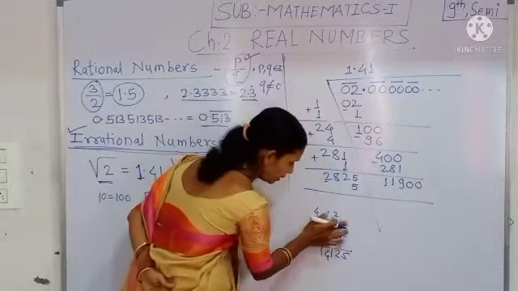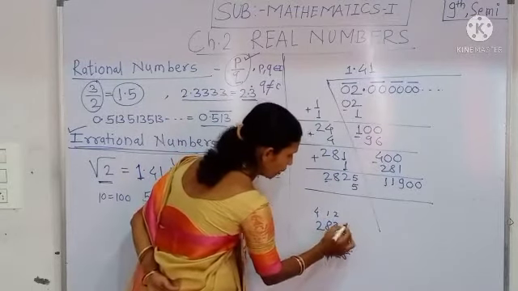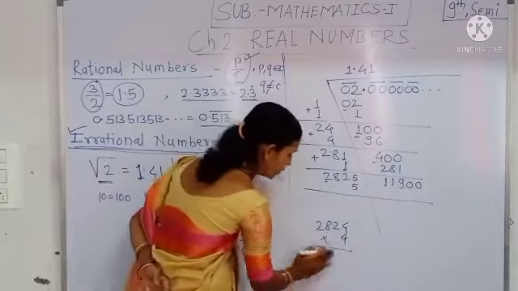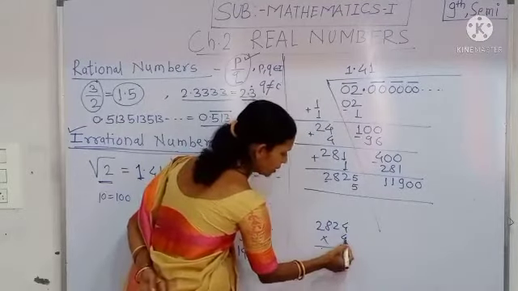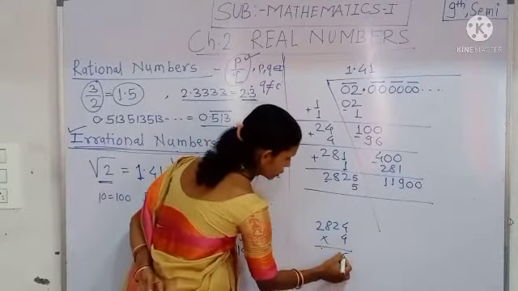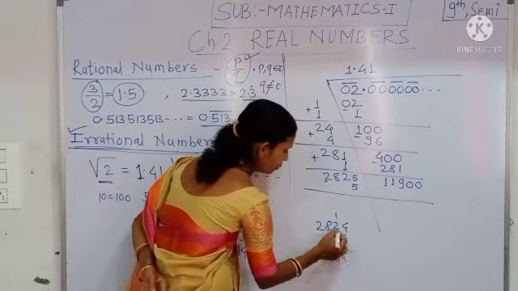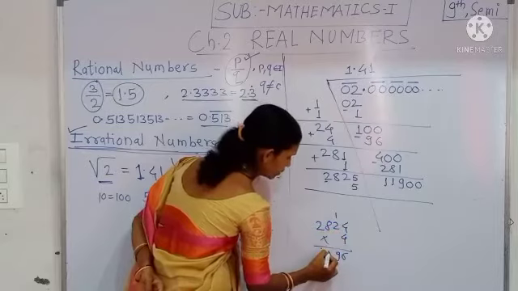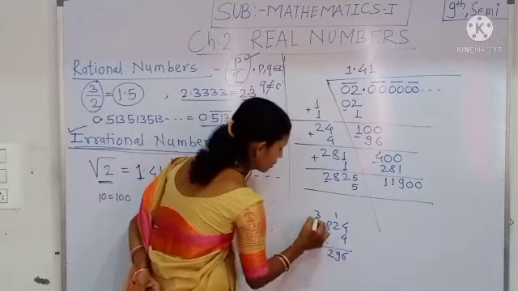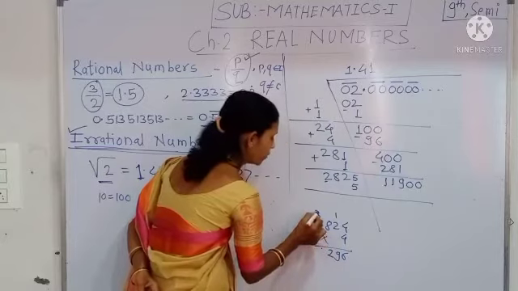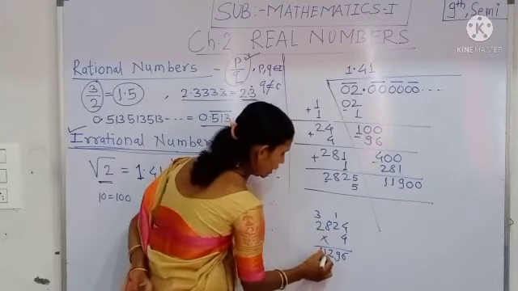Therefore, instead of 5, we have to put here 4. Then we have to calculate again here. See here, 4 into 4, 16, carry 1. 4 into 2, 8, plus 1, 9. 4 8s are 32, that is 2, carry 3. And 4 2s are 8. 8 plus 3, that is 11.